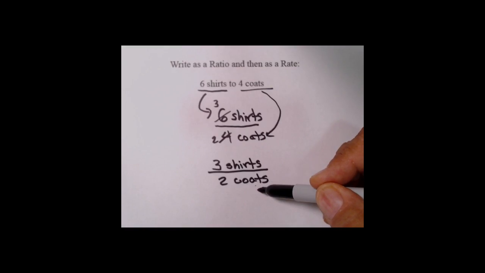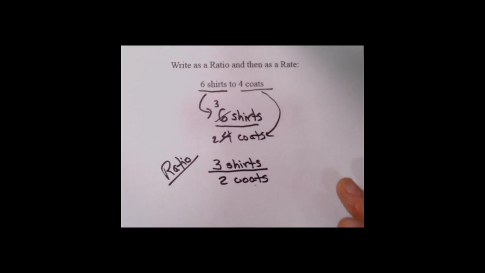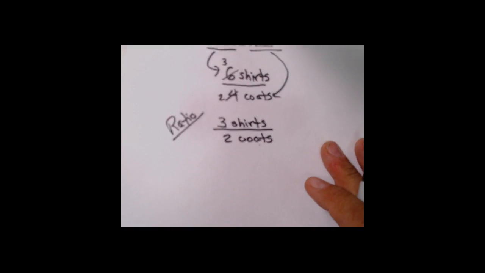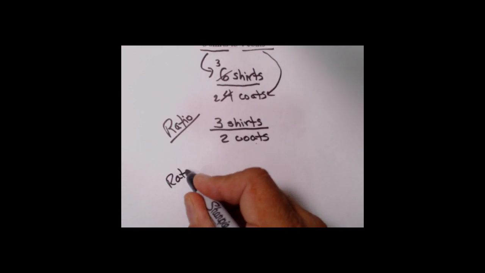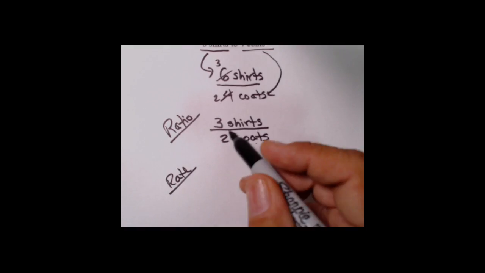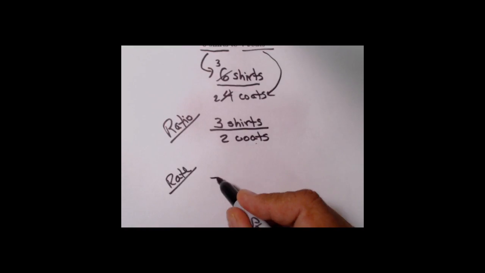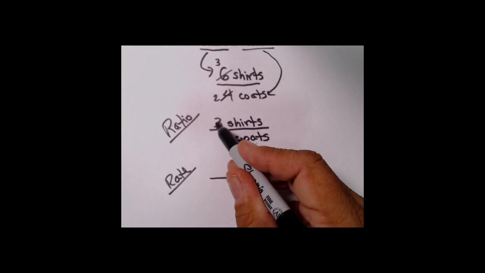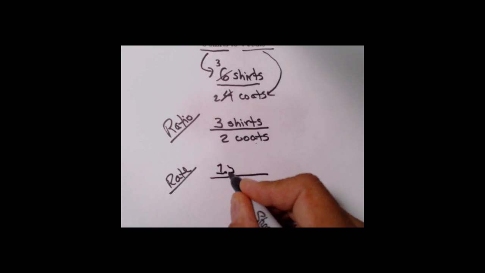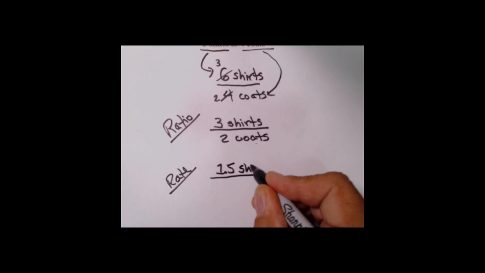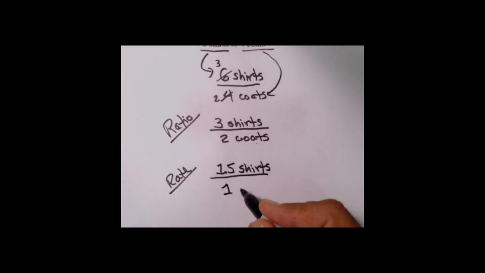Now, once again, this is a ratio. If we want a rate, we've got to take it another step further here. So here's what it would be as a rate. And remember, when we talk about rates, it's unit rates. We divide both the top and bottom by what the bottom is. Okay, well, here we go. 3 divided by 2 is 3/2, which again we can write as a decimal, 1.5 shirts. And 2 divided by 2 gives me 1 coat.